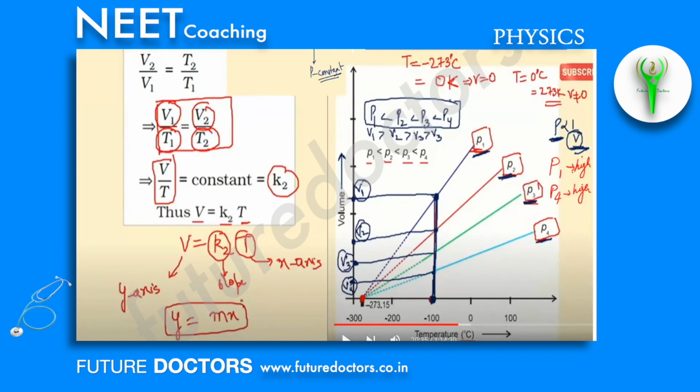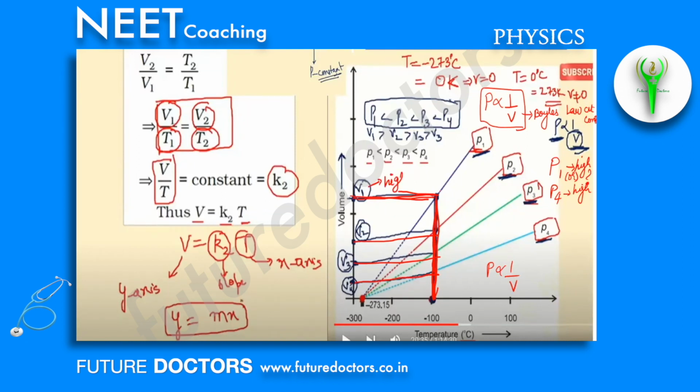So is P1 high or is P4 high? How to find out? We know from Boyle's law that pressure is inversely proportional to volume at constant temperature. So now we keep the temperature constant. Now this is the volume V1, and the volume is higher here. Then this is V2, this is V3, this is V4. So the V1 volume is high.